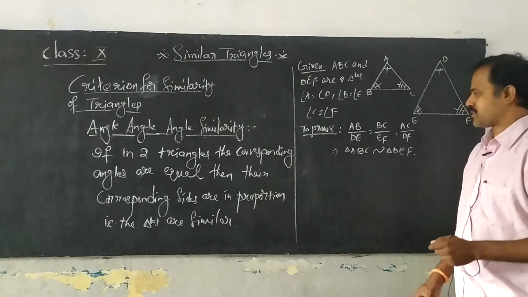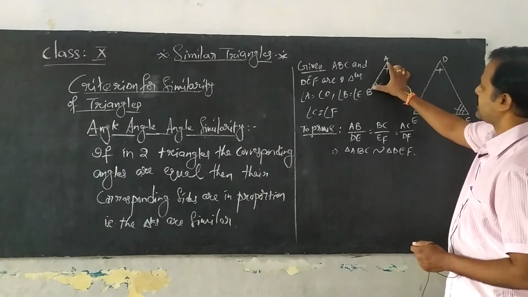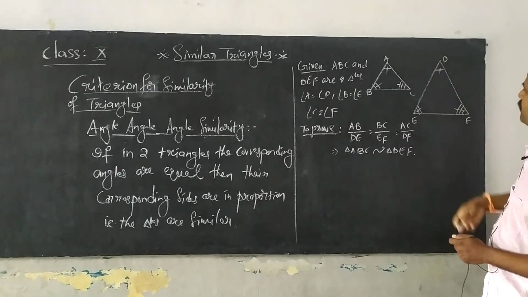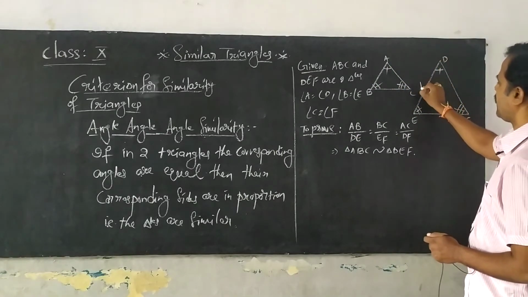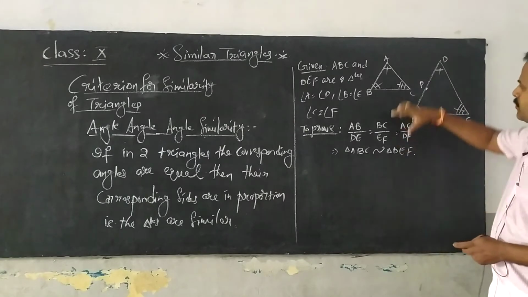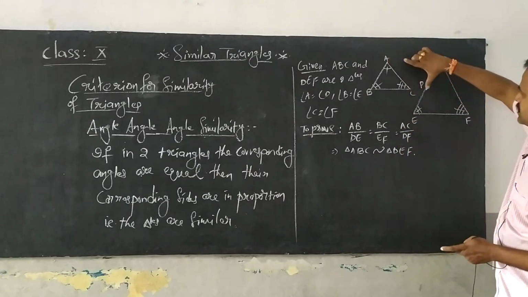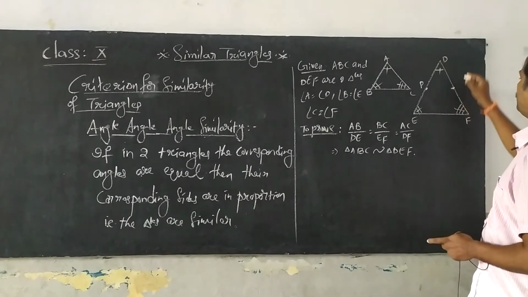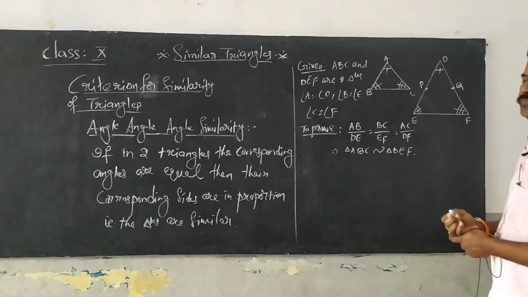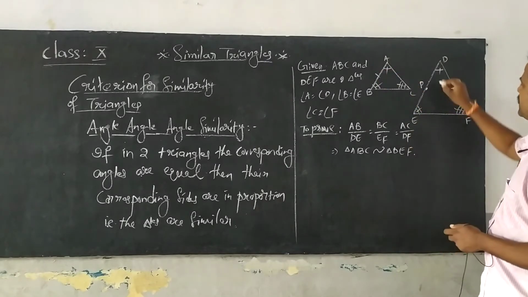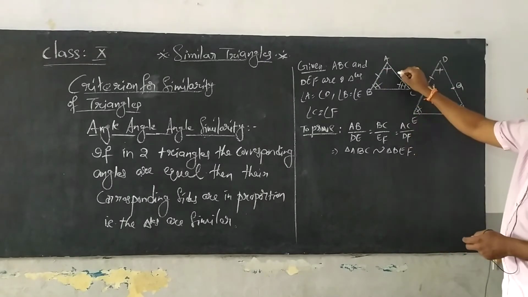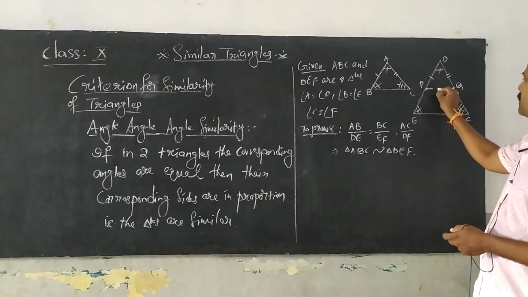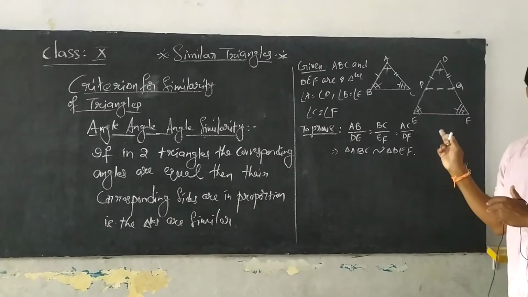Is it clear? For that, I take the length of AB and, equal to this length, I mark a point here on DE, let it be P. Similarly, for AC, I take the same length and mark a point here on DF and call it Q. That means AB is equal to DP and AC is equal to DQ. Now I join P and Q. Did you understand the construction?